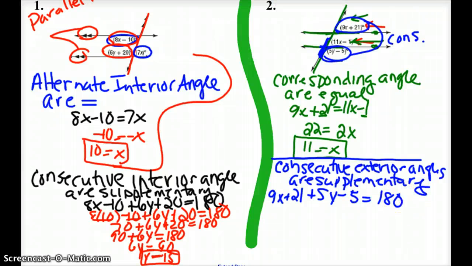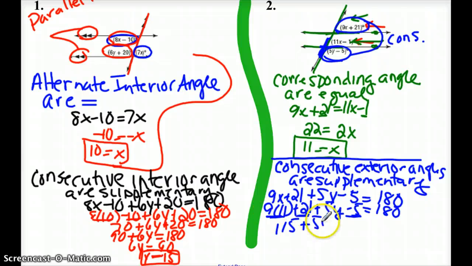And so at this point I've got 9 times 11 plus 21 plus 5y minus 5 is 180. I'm going to have 99 plus 21 minus 5. That's going to get me 115 plus 5y equals 180. Move my 115. 5y is 65. So y ends up equaling 13. So I've got 13 for y and 11 for x. I've boxed in my answers.